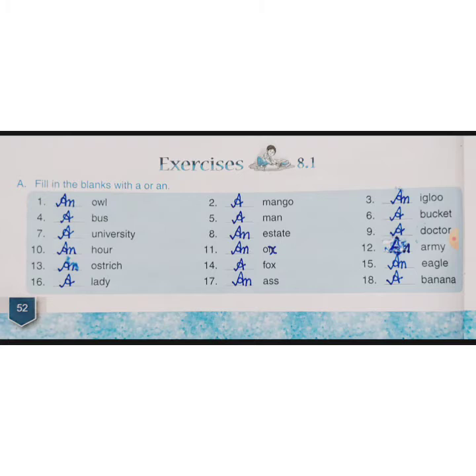13th is an ostrich. 14th, a box. 15th is an eagle, a lady. 17th, an X, an ash. 18th, a banana. So my dear students, I hope you have understood how to use a or an in this exercise.